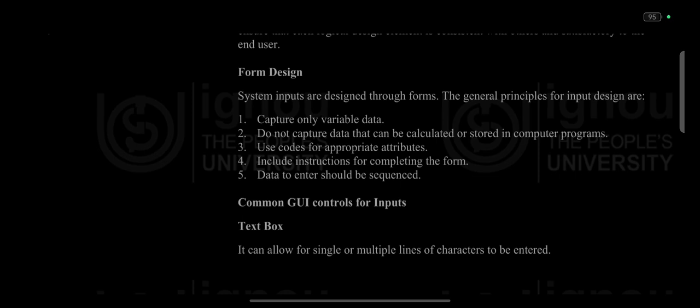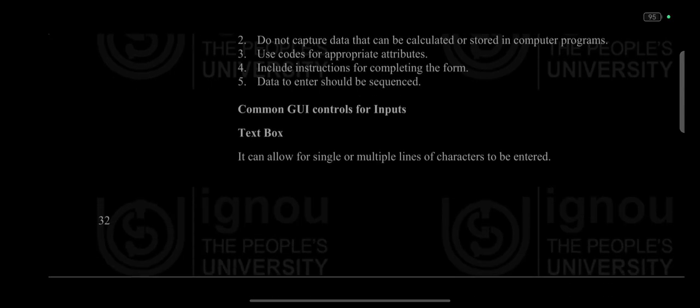Form design. System inputs are designed through forms. The general principles for input design are: capture only variable data, do not capture data that can be calculated or stored in computer programs. Use codes for appropriate attributes. Include instructions for completing the form. Data to enter should be sequenced. Common GUI controls for inputs.